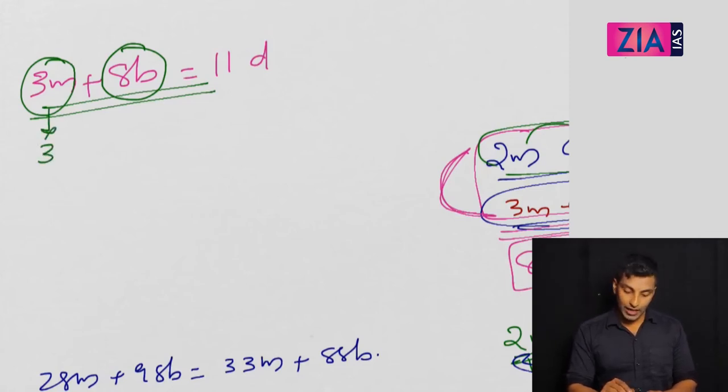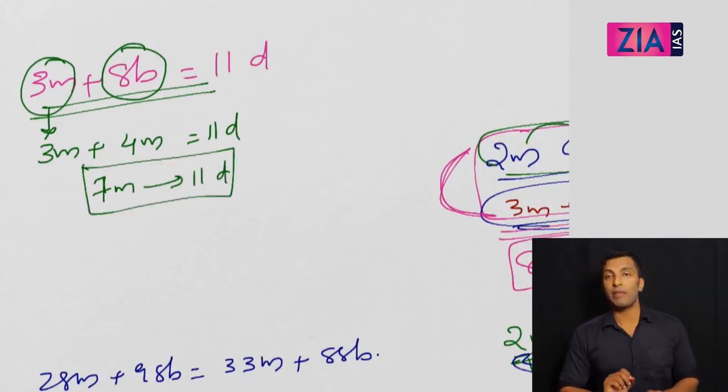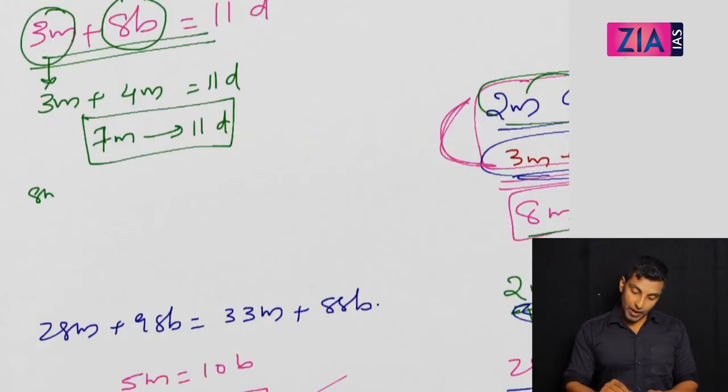So what you'll get is 3 men plus 8 boys means 4 men is equal to 11 days, or 7 men can finish the work in 11 days. That's what I understood: 7 men can finish the work in 11 days. Now take up the question. What is the question? 8 men and 6 boys. So 8 men plus 6 boys in how many days is the question, right?